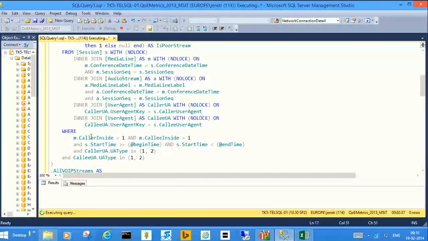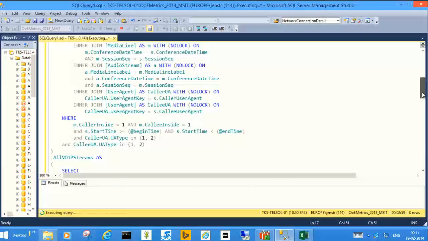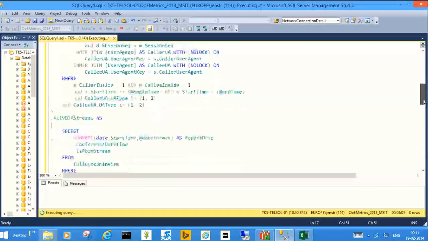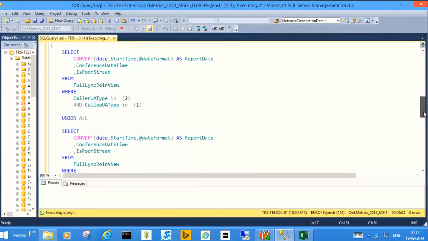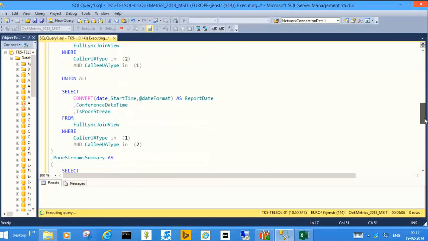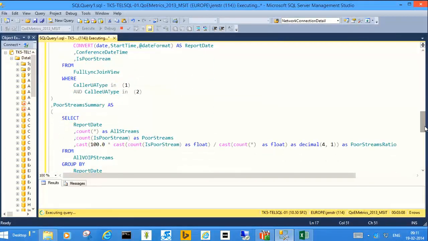And I want to see streams inside, so both caller and callee would be inside the network. The assumption is that no one is placing AVMCU and mediation servers outside the internet. It might also be impossible in the topology builder to do it, so I think it's a fair assumption. Then we create some views and just sum up the different streams, count the streams, and count the streams that are poor.